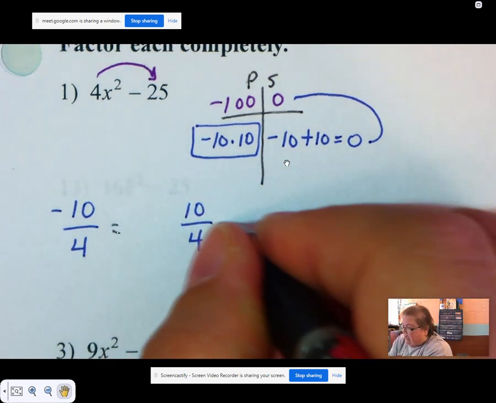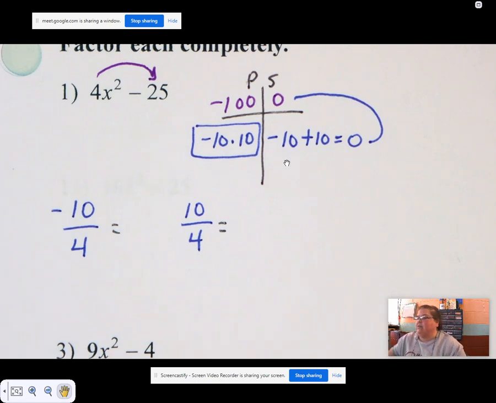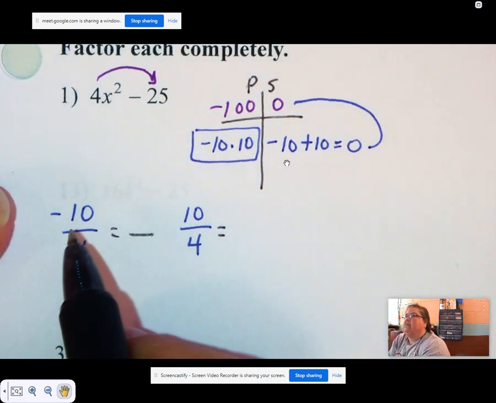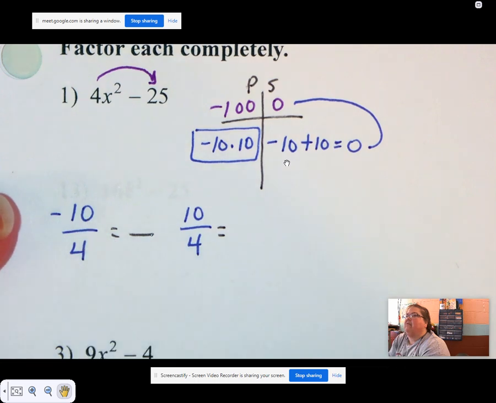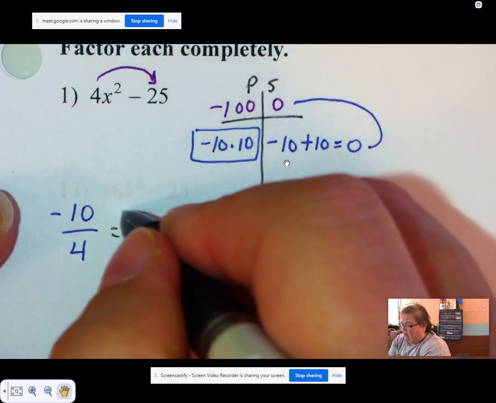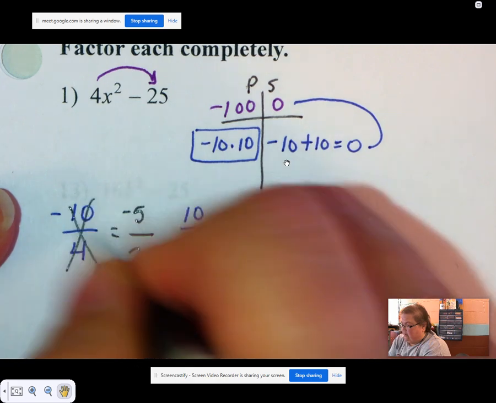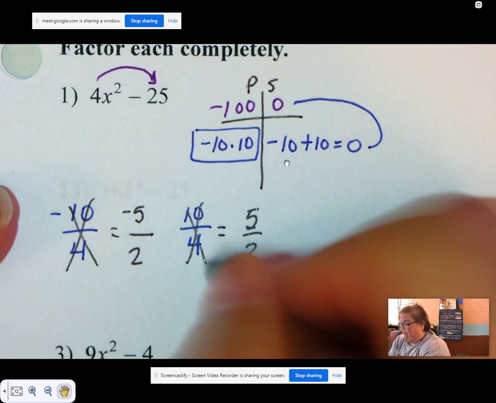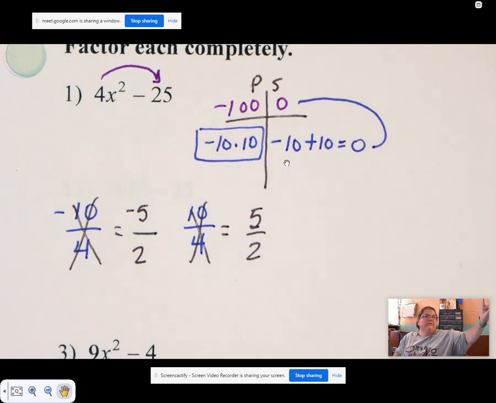Simplify those, please. Everybody in this room, calculators open, on, reset. Excellent. Unless you can do them in your head. What does negative 10 over 4 simplify to? Negative 5 over 2. I agree. Guess what this one is? Positive 5 over 2, because aren't they the same fraction, just opposite signs, yes? Okay.